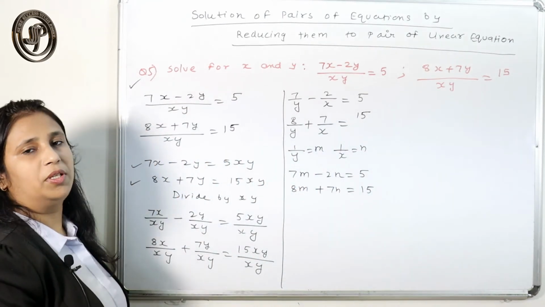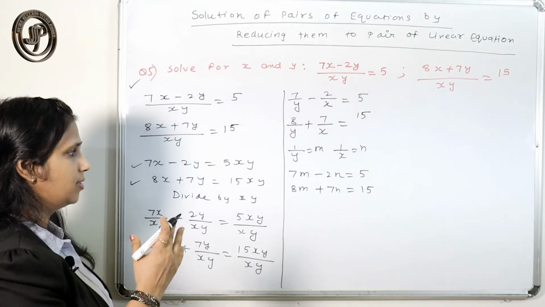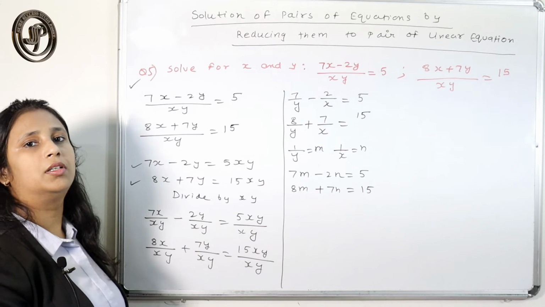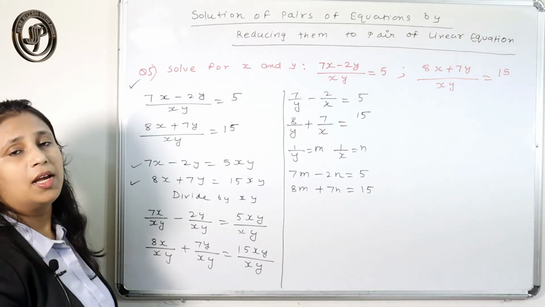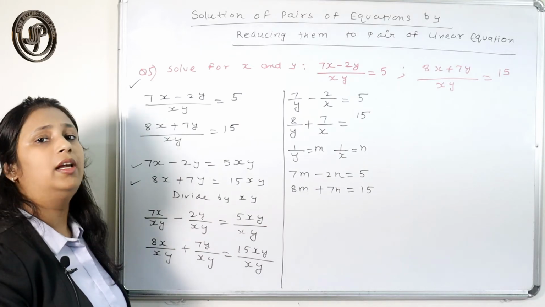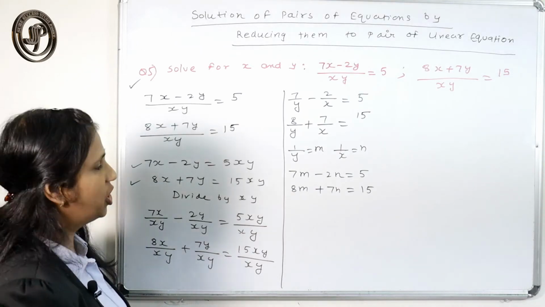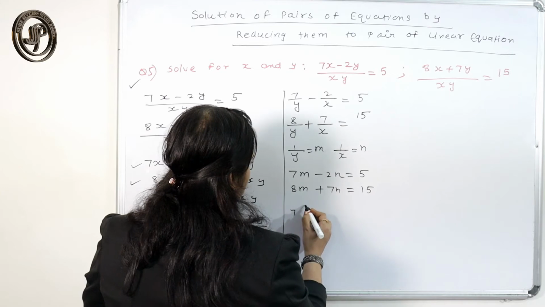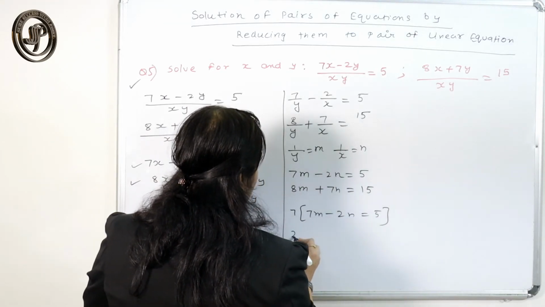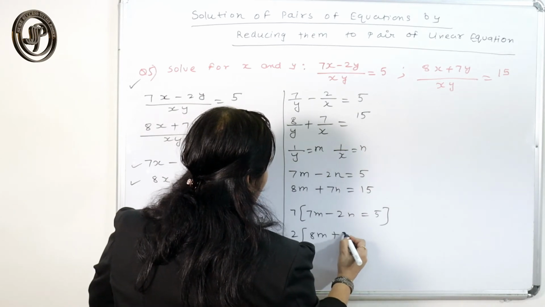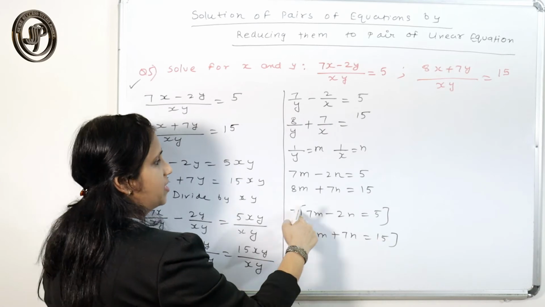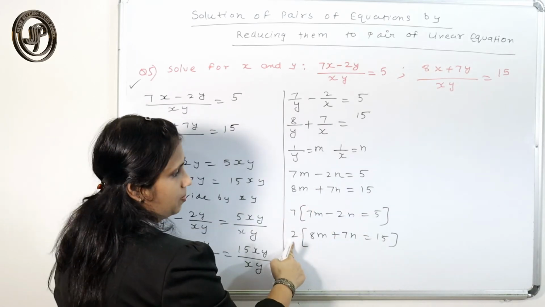Now I am going to eliminate n first, because the n signs are of opposite nature. So if I just make the coefficient of n the same, then I can directly eliminate n without even changing the sign. That's why I multiply this equation by 7, and this equation by 2. Why this 2 and this 7? Because here it is 7, so I am going to multiply this by 7, here it is 2, so I am going to multiply this by 2.